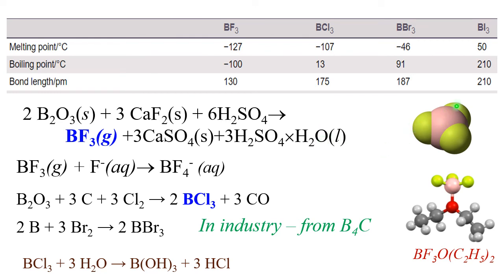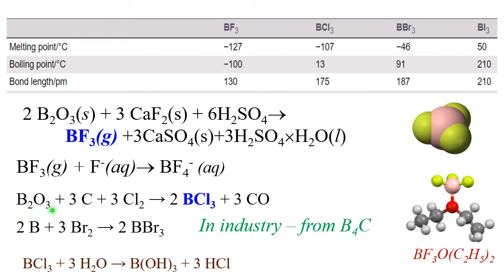The BF3 molecule is a flat triangle, but it easily reacts with any Lewis base, like ether. So most commonly, it is stored as a solution in ether, BF3 and then ether molecule. This compound is liquid and relatively stable. This is gas and very aggressive.